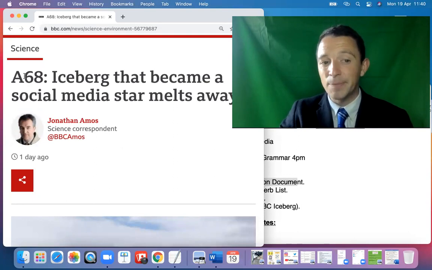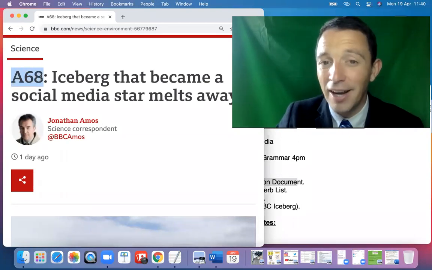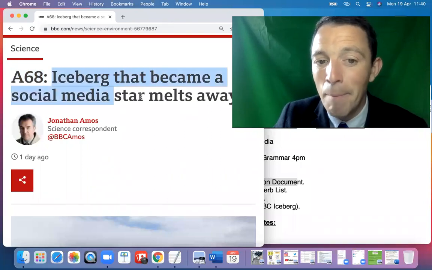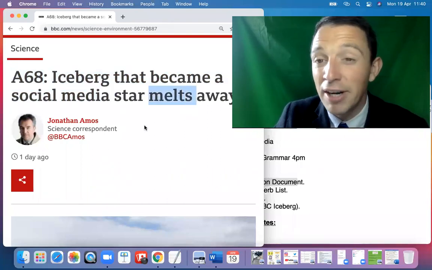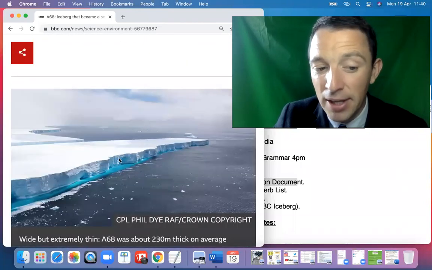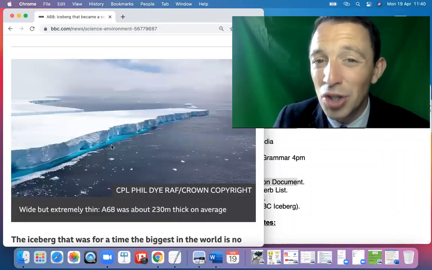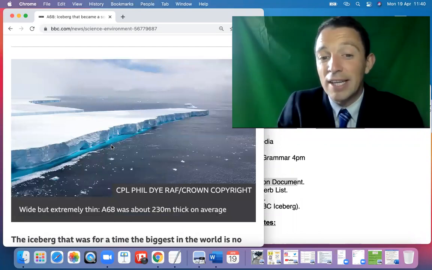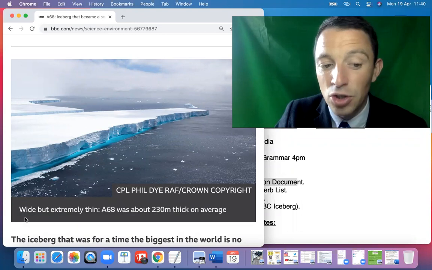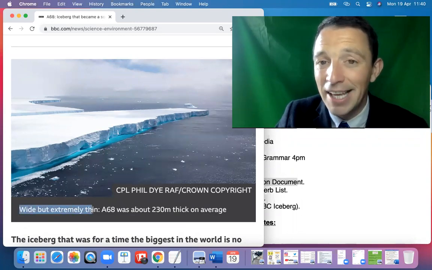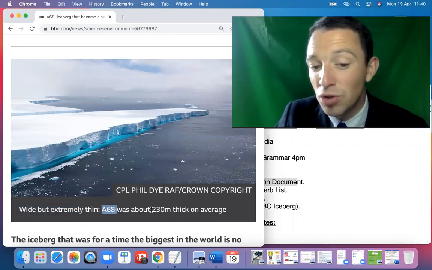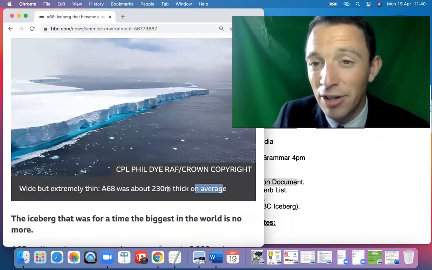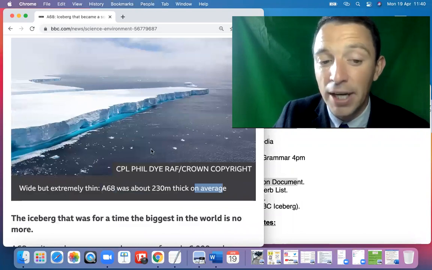So A68 is the name of the iceberg. So the iceberg that became a social media star melts away. Okay, so very important vocabulary. Here you can see the picture. And this story is new for me. I am not familiar with this story, but I think it might be a little interesting, and also the vocabulary will be key. So it's wide, but extremely thin. A68 was about 230 meters thick on average. Okay, so you can see the picture, very distinct and very impressive.